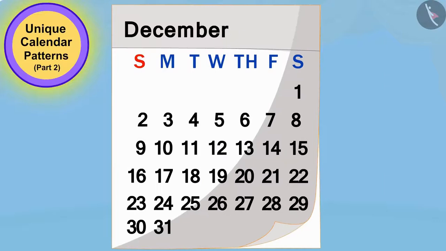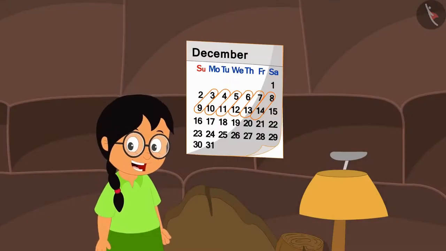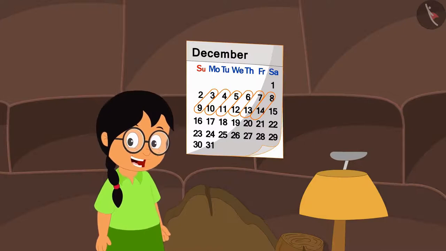Yes, children, we will find the same pattern in any such pair of 2 diagonal numbers in the calendar. The difference between those 2 numbers will be 6. Meenu got very excited upon seeing this pattern.